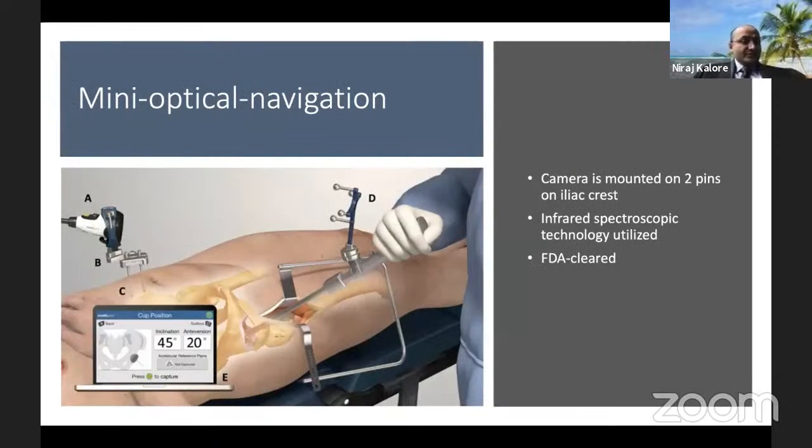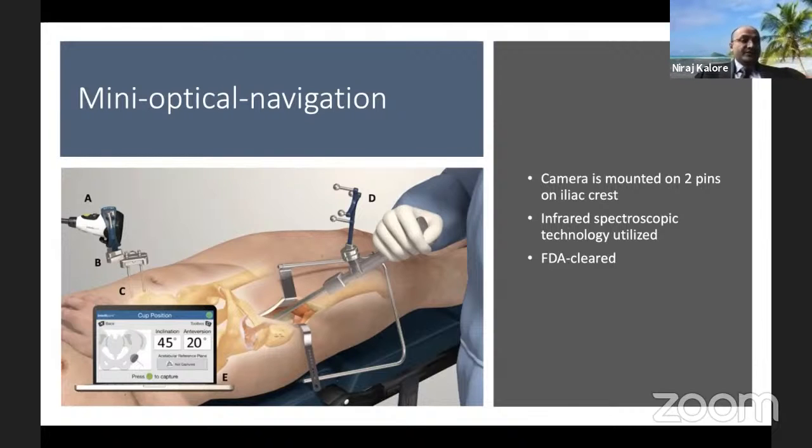This is kind of an interesting one, which is I would say a next generation of optical navigation, where instead of the camera and the source of infrared light being outside the field, this is placed inside the field on the iliac wing with two pins. And the rest of the mechanism is similar. This is cleared for total hip replacement used at this time.